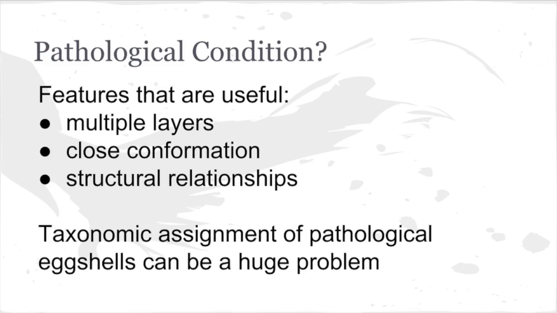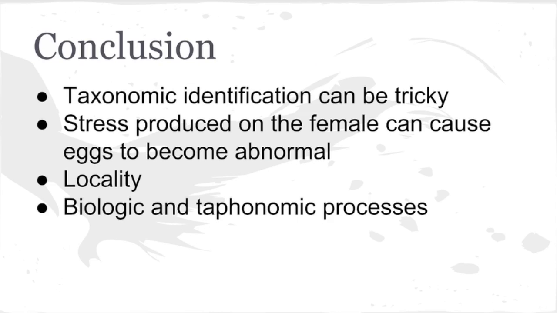A lot of the time, multi-layered eggshells result in embryonic death. The additional abnormal shell layers restrict embryonic gas exchange with the atmosphere and the embryo suffocates. Therefore, multi-layered eggs that appear hatched produce uncertainty about the presence of a pathological condition in fossil material. While taxonomic identification can be a problem with the lack of embryonic remains, there are conditions to follow to make a reasonable taxonomic assignment. Stress produced on the female while carrying the eggs can cause the eggs to become abnormal.